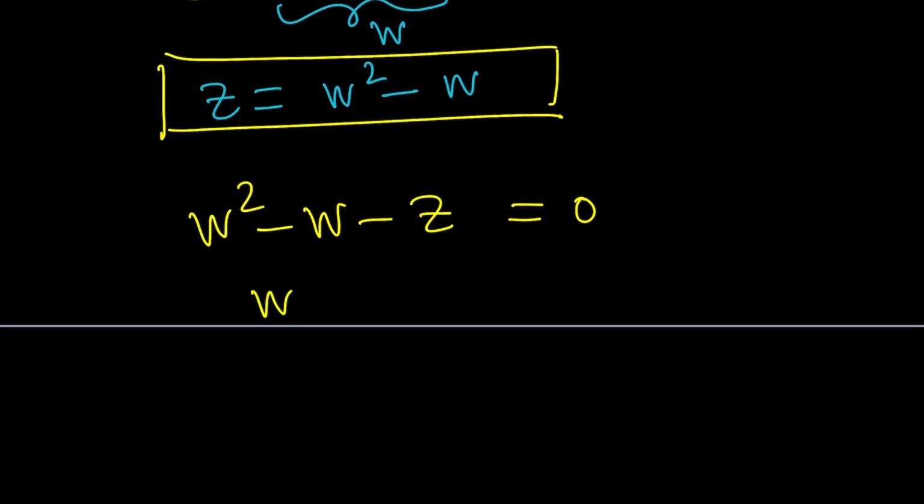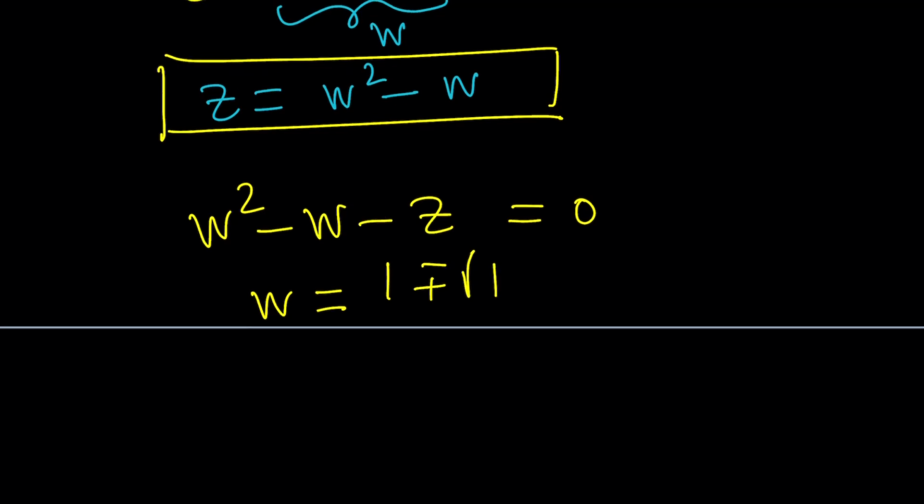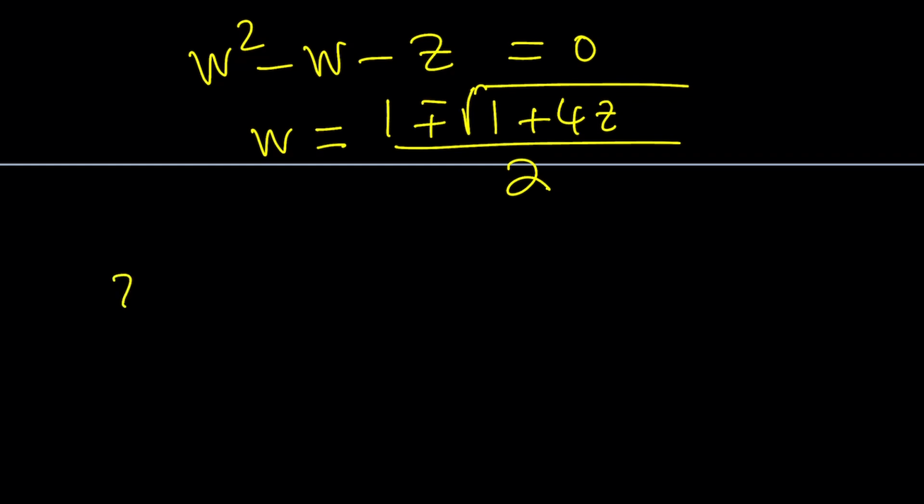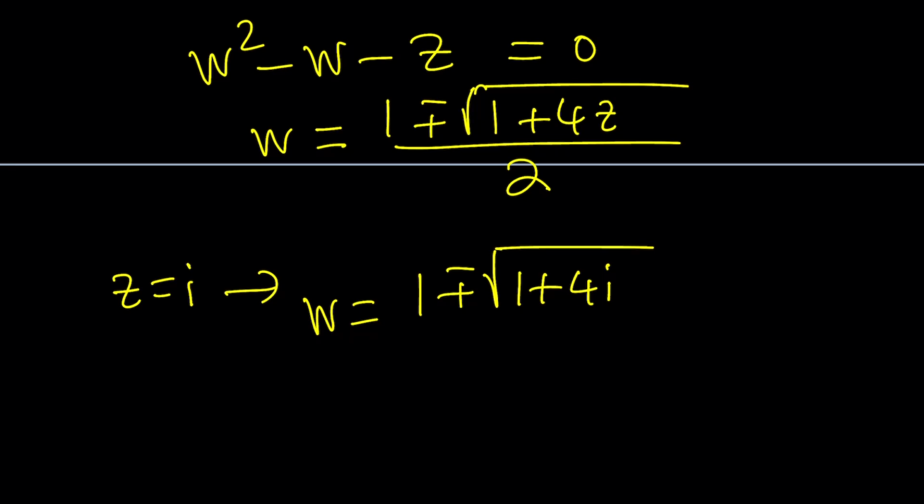To solve this problem, we're going to write it as w equals -b plus or minus the square root of b squared. By the way, b is the coefficient of w, which is -1, so it's going to be 1 plus 4z, and then that's going to be divided by 2. Awesome. So do we know the value of z? Yes. We can replace z with i now, because z is equal to i. So from here we get w equals 1 plus or minus the square root of 1 plus 4i, divided by 2.